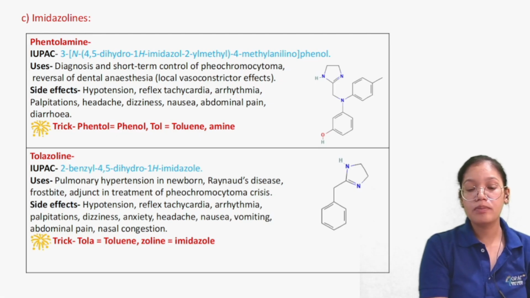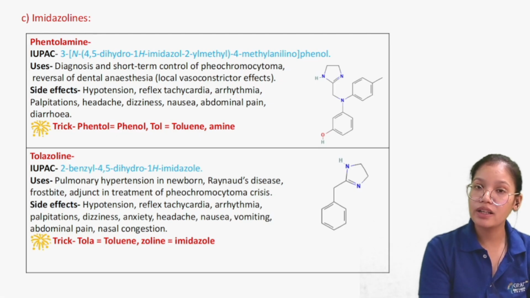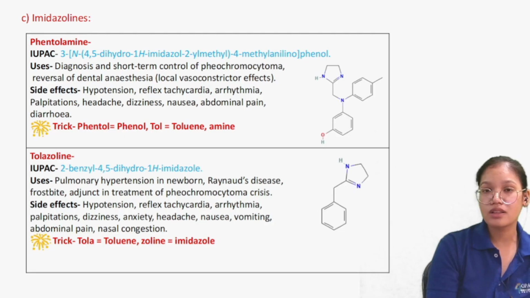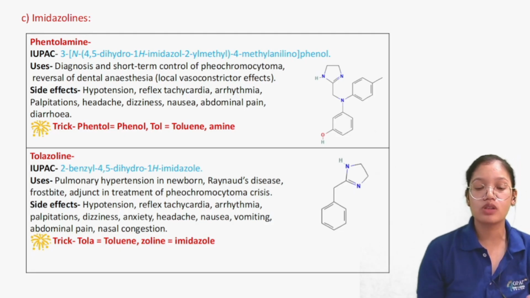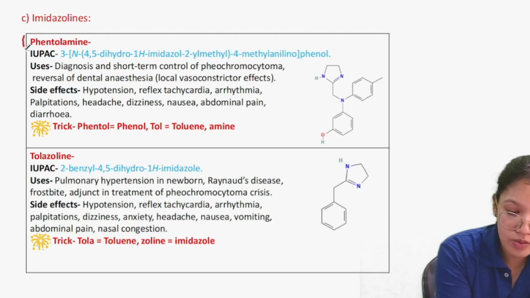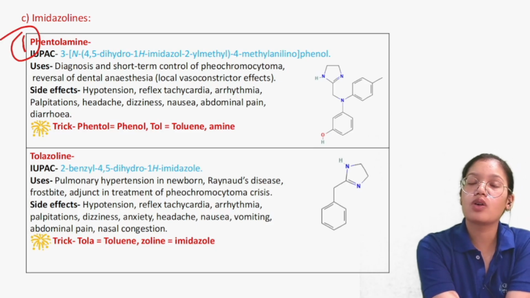Next class we have is imidazolines. Now imidazoline means it will be containing an imidazole ring in their structure, so that's why they are called imidazolines. Now the first drug we have in imidazolines is phentolamine.